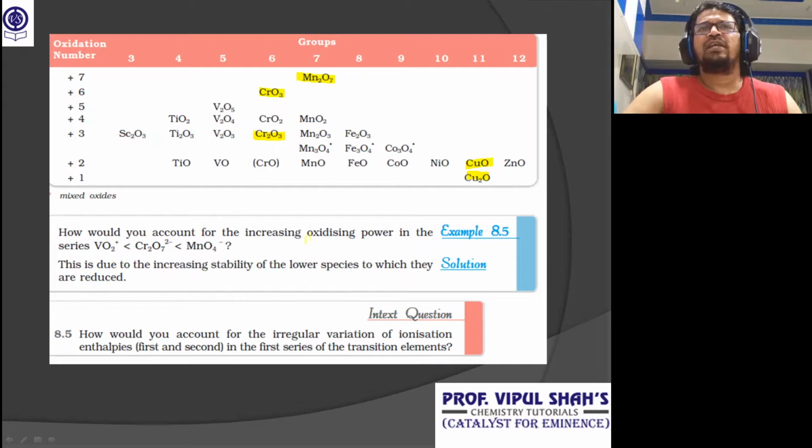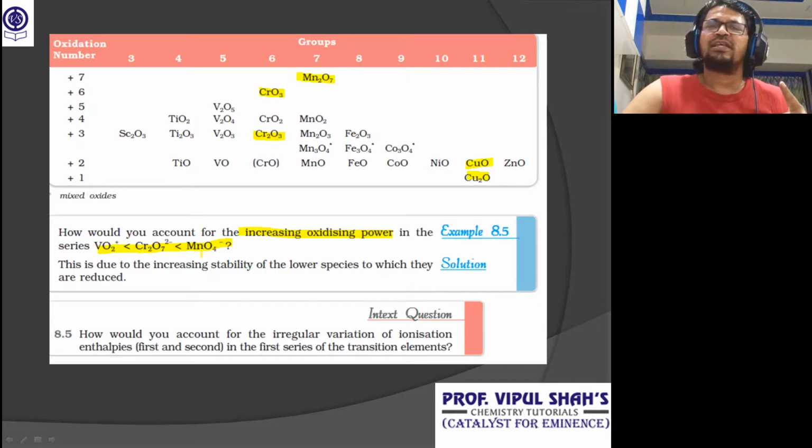Okay. Now look at this question, what it says. How do you account for the increasing oxidizing power? What is increasing oxidizing power? Lower to higher, that's increasing. Of VO2 plus less than Cr2O7 2 minus less than MnO4 minus. Simple. See the oxidation states, people. VO2 plus, oxygen is 2 into 2, so that's minus 4. There's a plus charge, so vanadium is plus 3. Cr2O7 2 minus, 2 into 7 is minus 14, so the 2 chromium has to be minus 2 plus 12, so plus 12, so each chromium is plus 6. And MnO4 minus, 4 into 2 is minus 8, outside charge is minus 1, so Mn is plus 7.